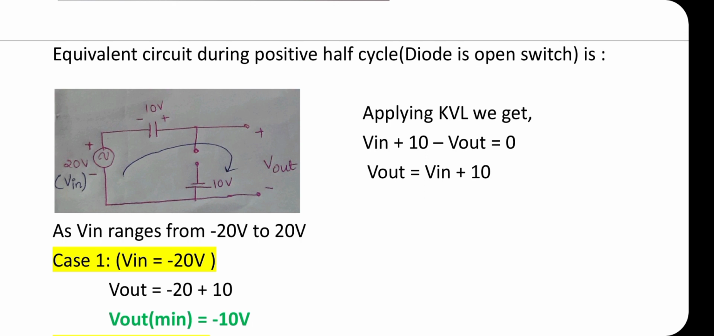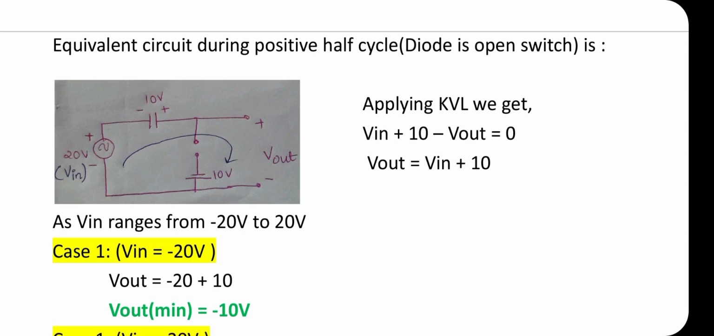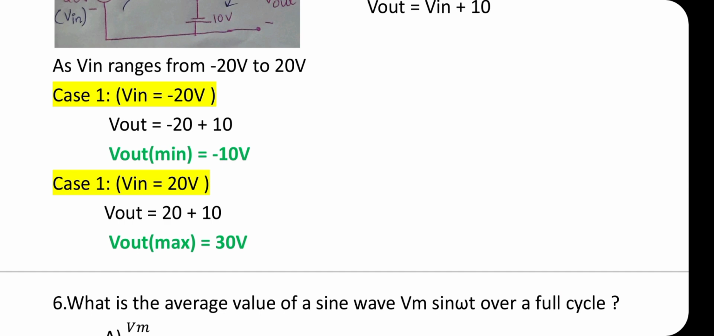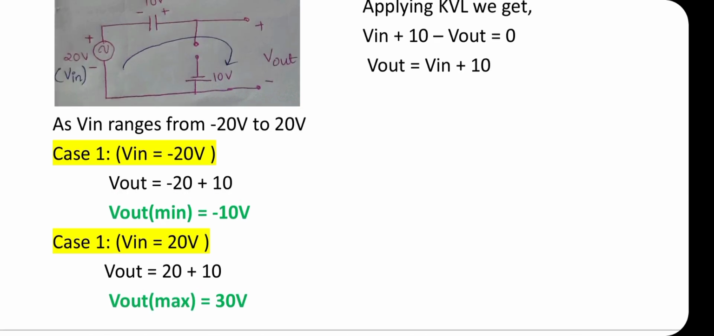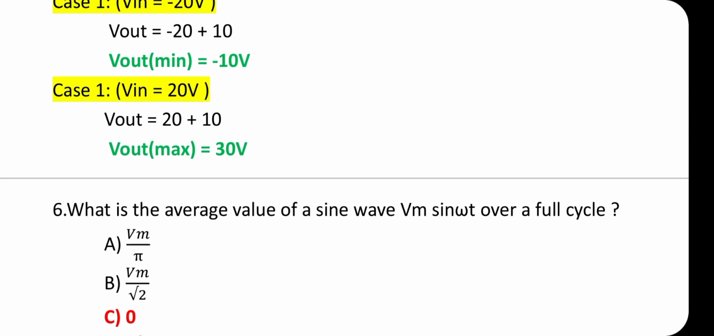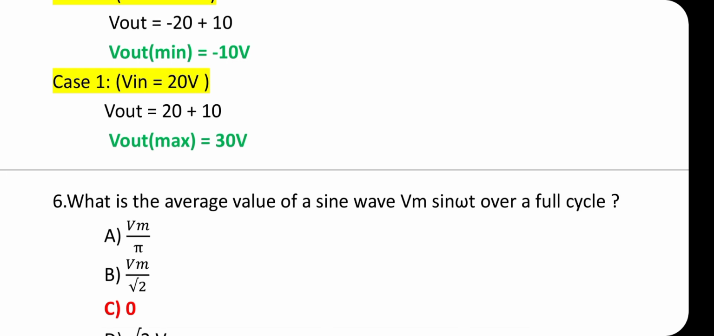As we can see here, Vin ranges from minus 20 volt to 20 volt, so consider both cases. Case 1, Vin equal to minus 20 volt. Substitute in Vout equal to Vin plus 10. We will get Vout minimum equal to minus 10 volt. Case 2, Vin equal to 20 volt. Vout equals 20 plus 10, so Vout max equals 30 volt. Therefore, the minimum and maximum values are minus 10 volt and 30 volt.